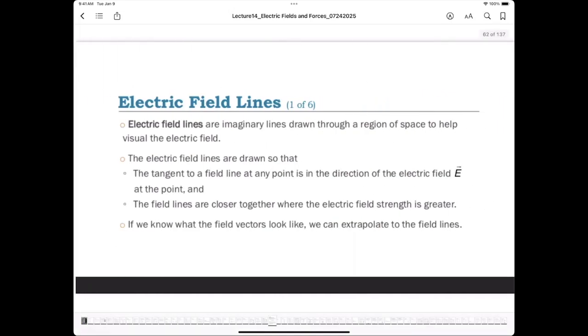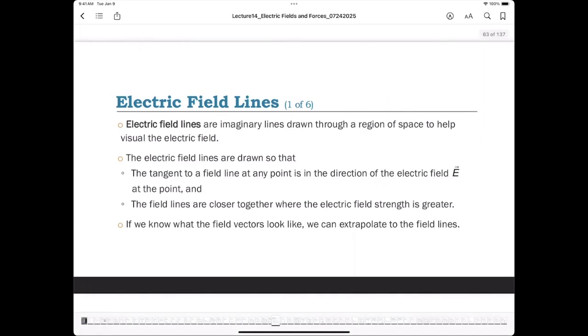Okay, let's continue. Let's talk about the electric field lines. Electrical field lines are imaginary lines drawn through a region of space to help visualize the electrical field. Actually, electrical field lines do not exist in the real world. You cannot see them. For example, our Earth has an electrical field, but you cannot see the electric field lines, because they do not exist. We just draw them to help us understand the electric field. Does it make sense to you?